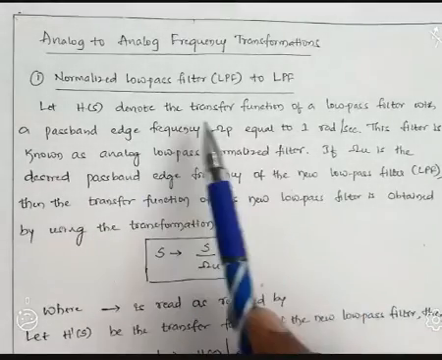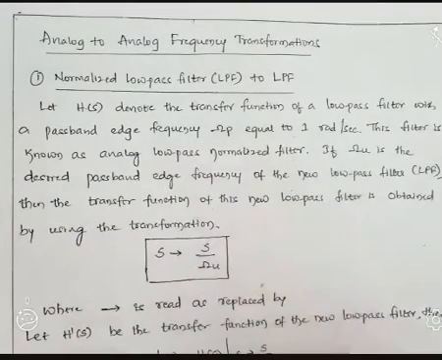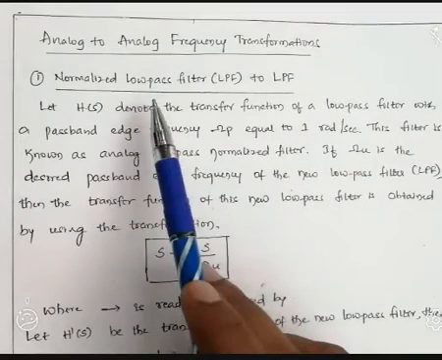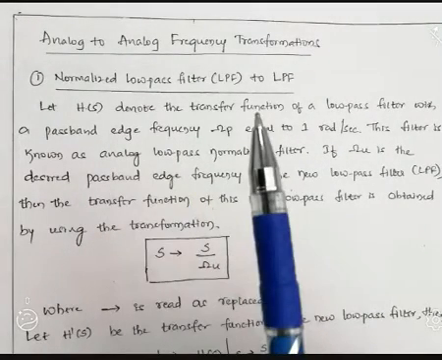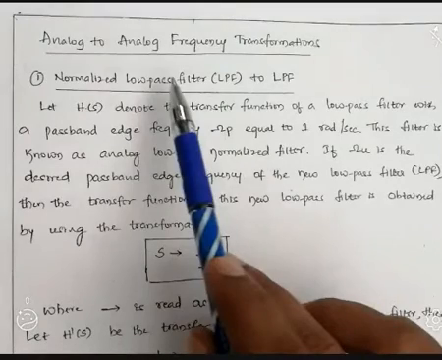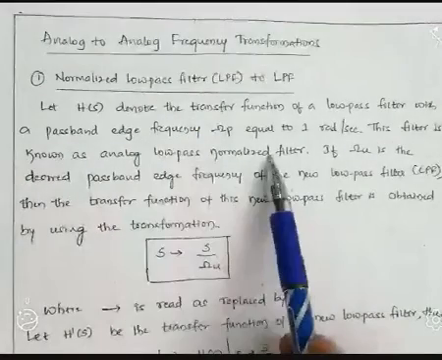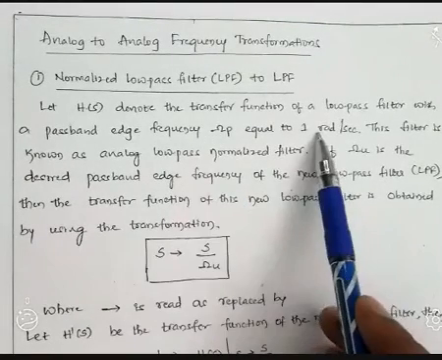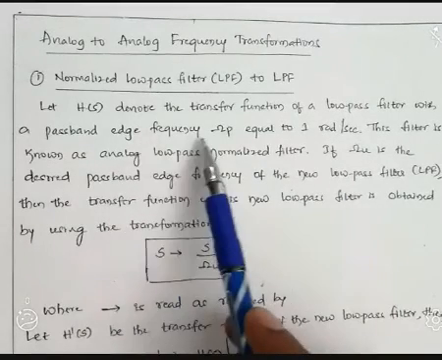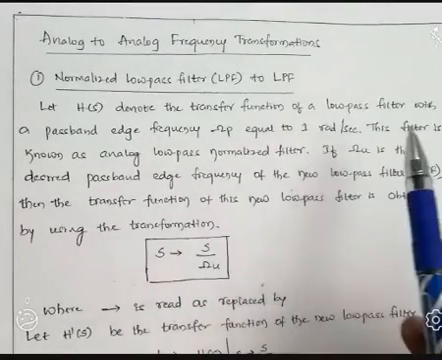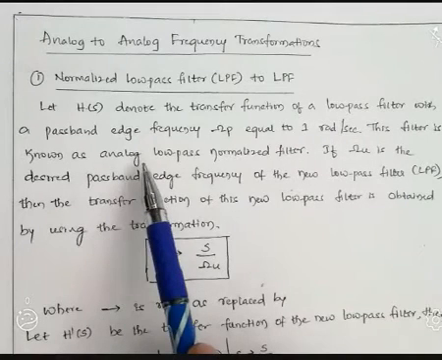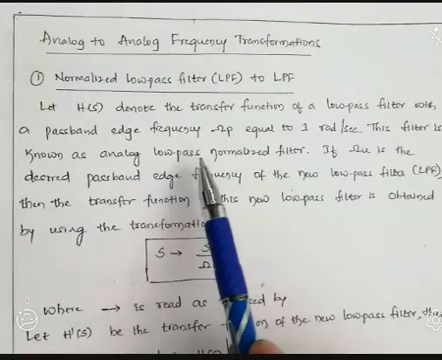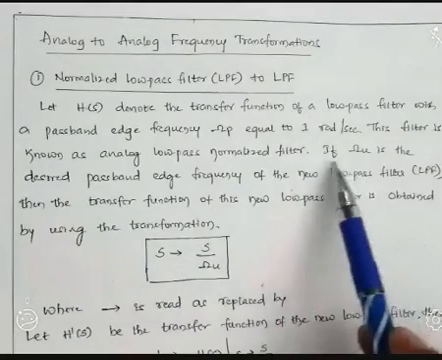As I told, passband edge, or we can say cutoff frequency, is 1 radians per second. That type of filter is called a low-pass prototype filter, or normalized low-pass filter. This filter is known as the analog low-pass normalized filter. It is a filter having cutoff frequency 1 radians per second, or passband edge frequency omega p equal to 1 radians per second. This type of filter is known as the analog low-pass normalized filter, or analog low-pass prototype filter.